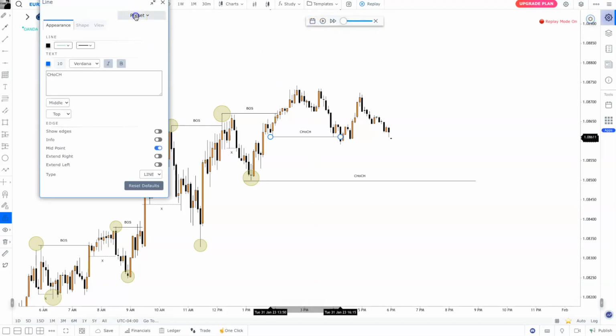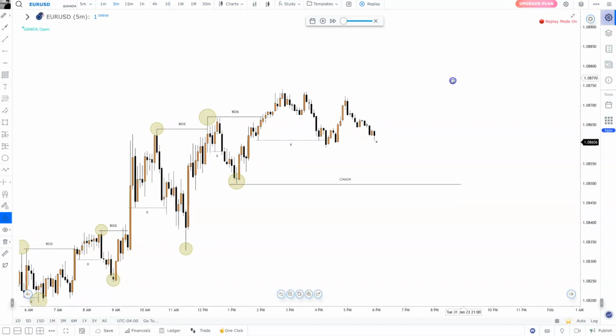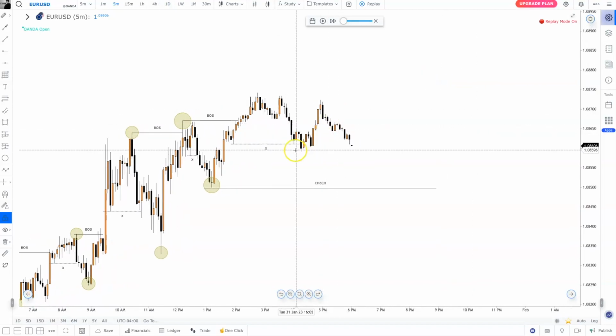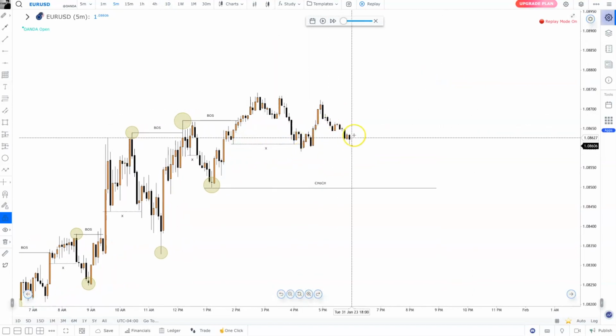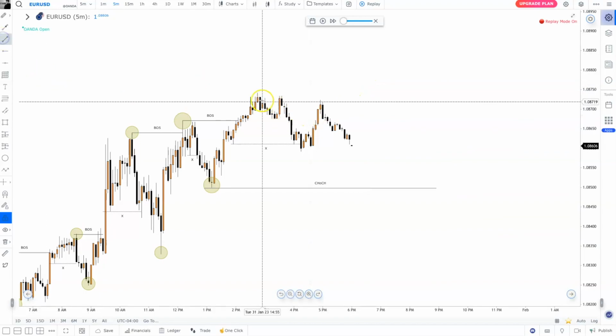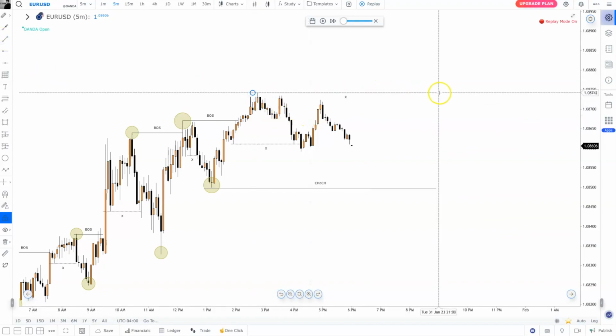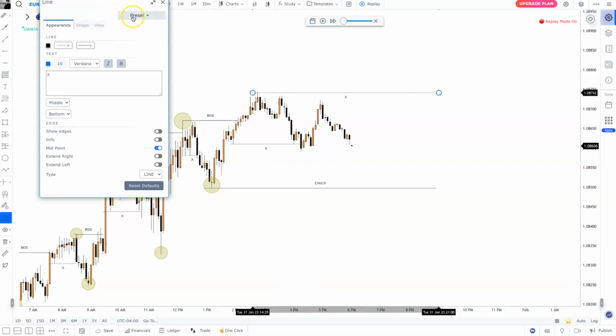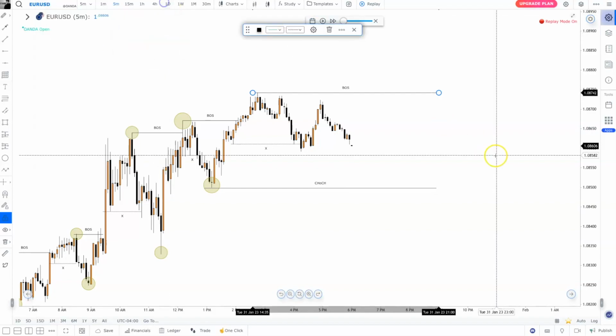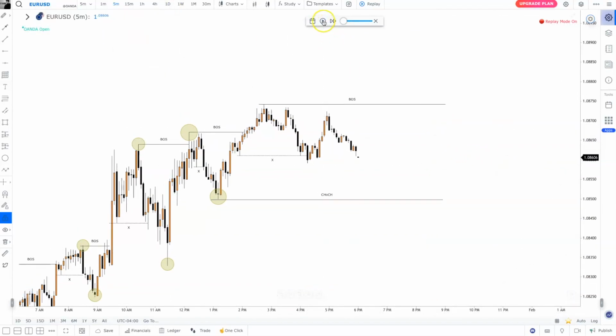That is telling me that that's an inducement. So that means that if the price, after this inducement, happened to break this high, then I do have a BOS right here, right? Correct? So let's see.